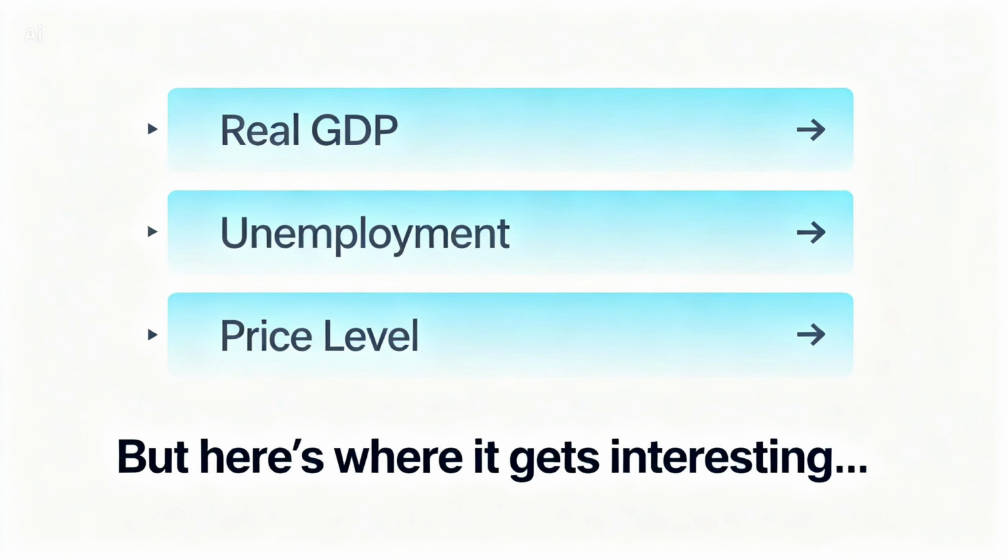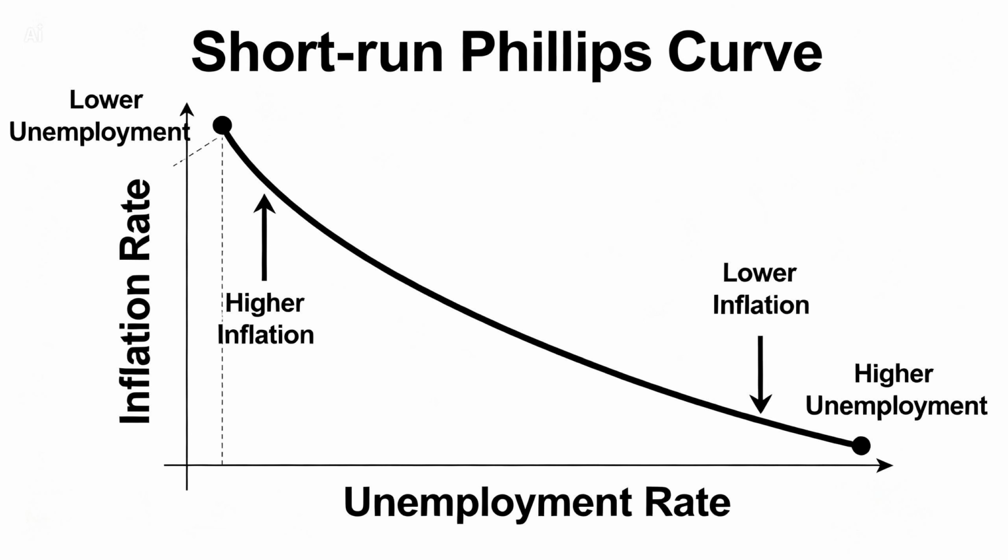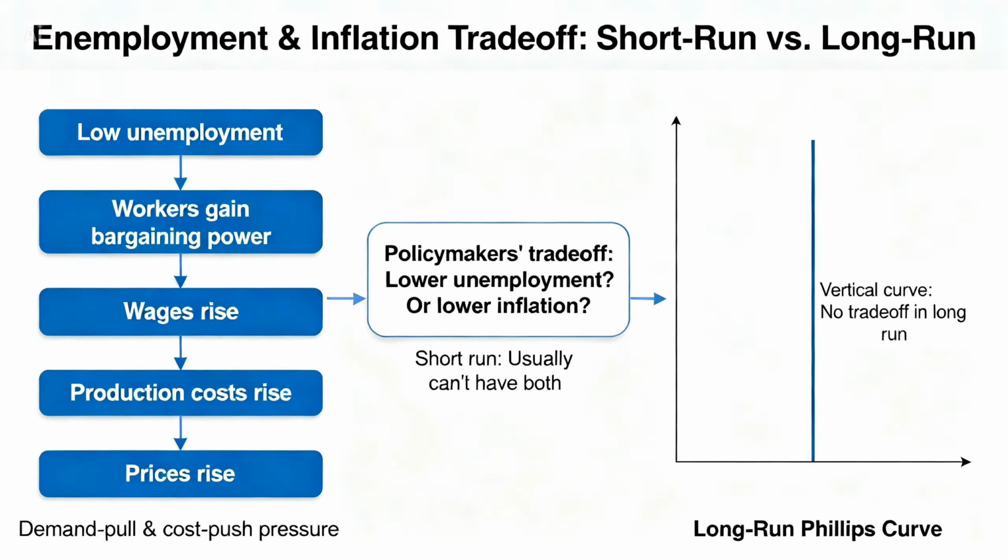But here's where it gets interesting. The Phillips curve shows the relationship between inflation and unemployment. A short run idea is lower unemployment equals higher inflation. Higher unemployment, lower inflation. Why? When unemployment is low, workers gain bargaining power. Wages rise, production costs rise, and prices rise. That's a demand pull, cost push pressure. So policymakers face a trade-off. Do you want lower unemployment or lower inflation? You usually can't have both in the short run.